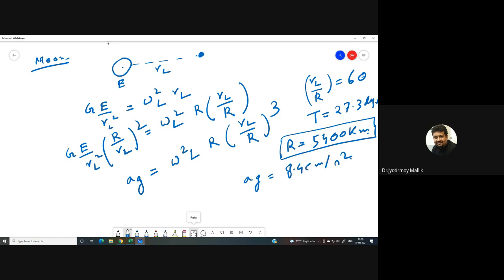So previously, using this particular equation, Newton calculated the gravitational acceleration, but he did not have a very good value of the capital R, the radius of the Earth. Nowadays, we know that the radius of the Earth is around 6371 kilometers. So if I replace that value, I will find the value of Ag using the same equation is around 9.81 meters per second square.